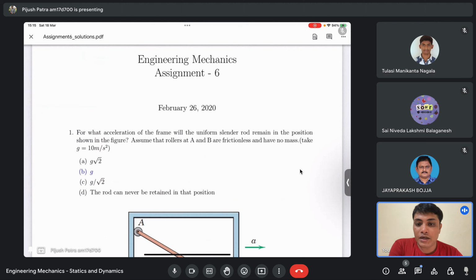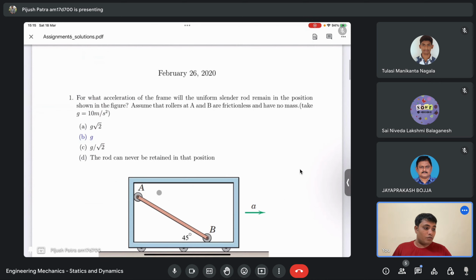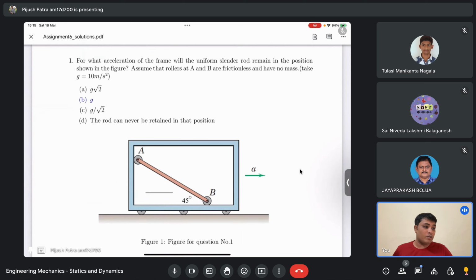Now we will discuss the Assignment 6 solutions which all of you have submitted. If you look at the very first problem, just by seeing the problem, can some of you tell how you will approach it?